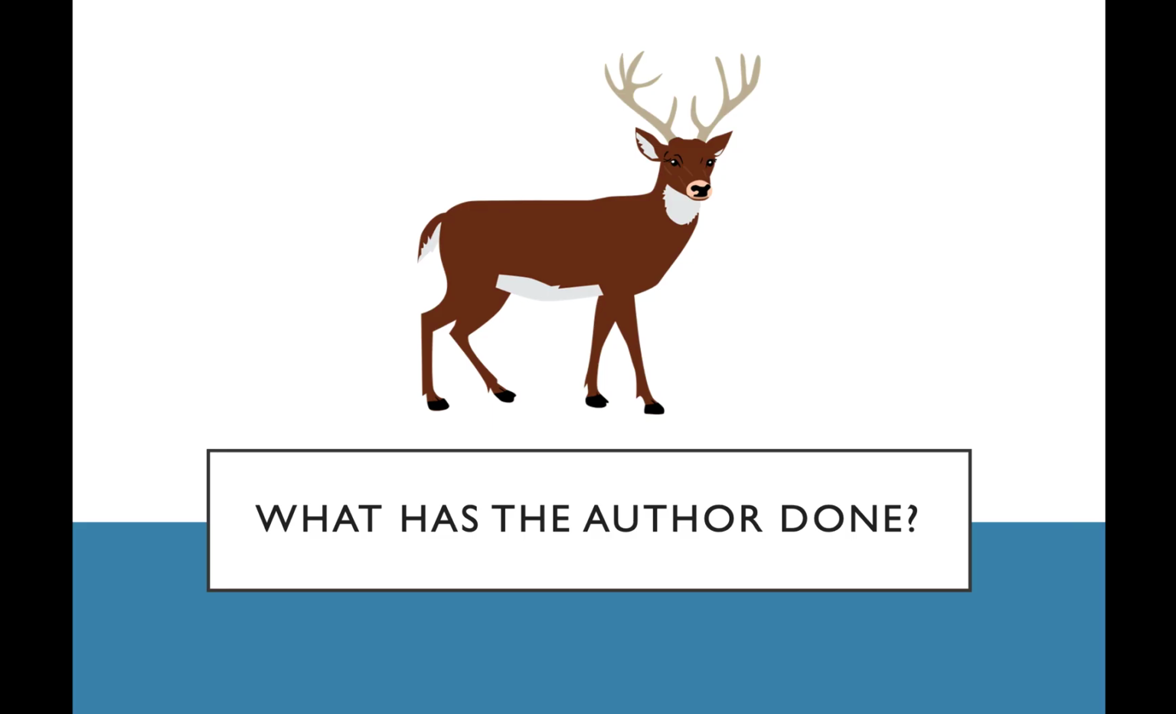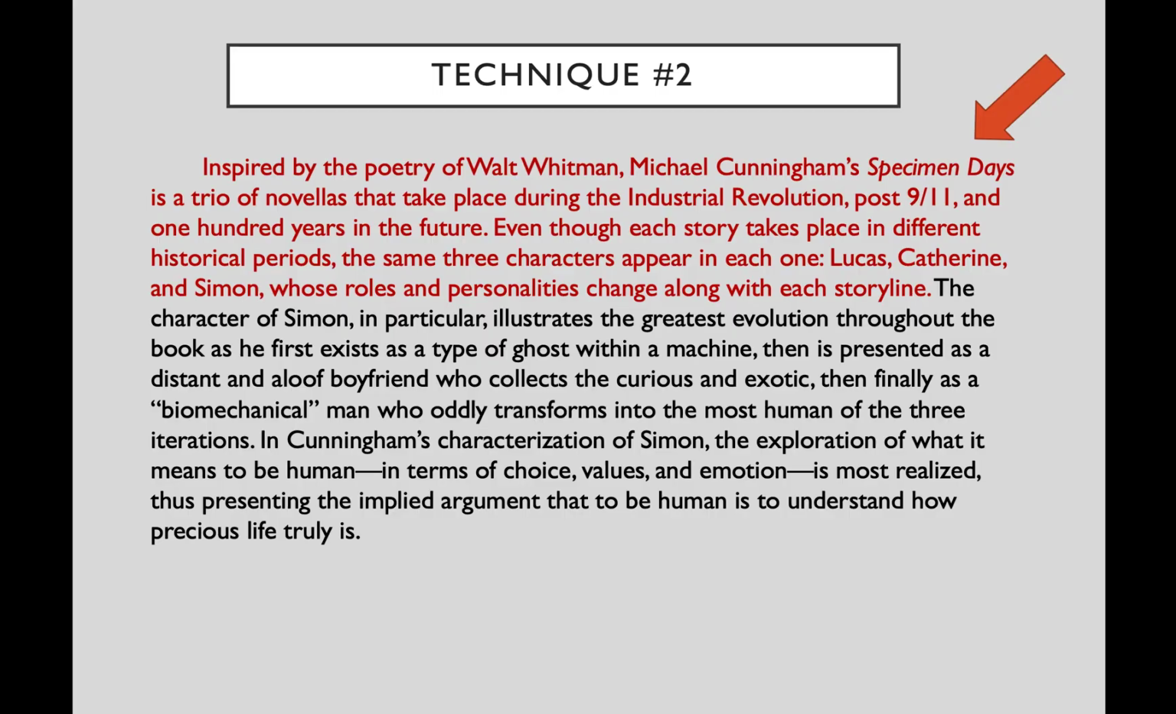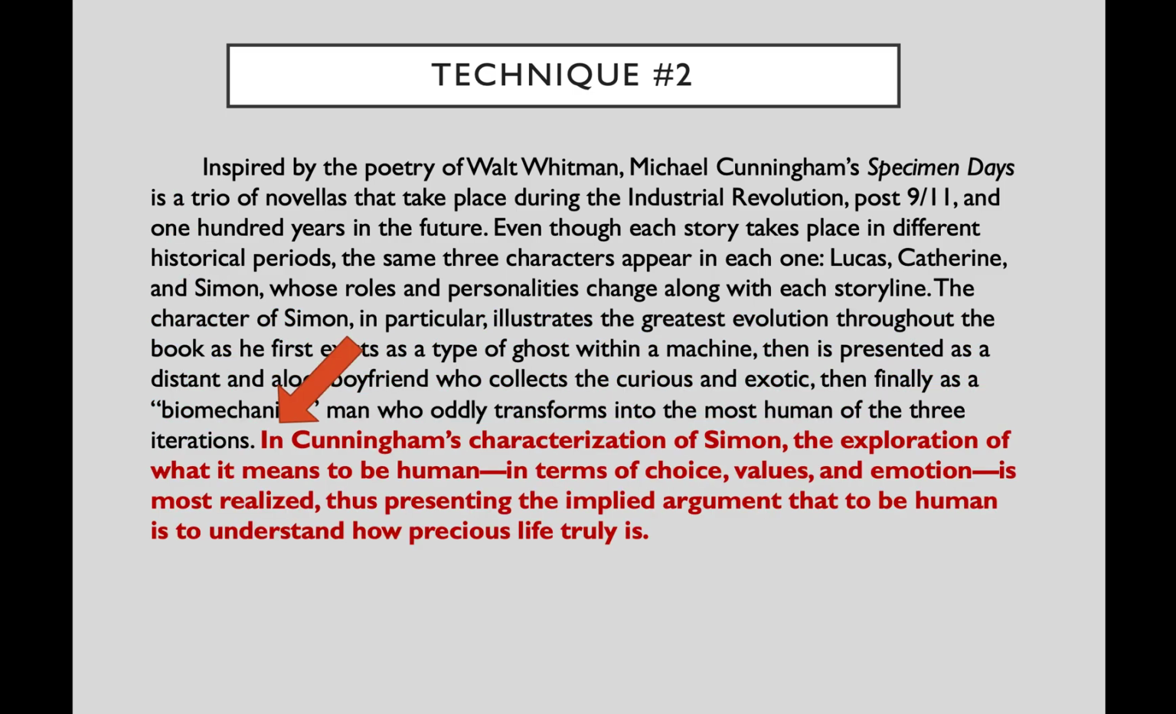So what has the author done to get us to that thesis statement? He starts with a general discussion of what the book is and gives us context so we can understand what Michael Cunningham was doing in Specimen Days and the premise of the three characters, that you would see their character arc in each different story. And then the intro paragraph narrows the focus so that we can just look at the character of Simon and what we know about Simon, which leads into the thesis statement, which is the argument about the characterization of Simon.